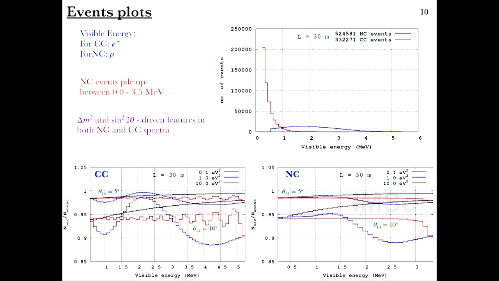And on the plots below, I'm showing the ratio of the oscillated over unoscillated event rates. So any deviation from one signals an oscillation feature, and you can see that for a 30-meter baseline, with very small values of the mixing angles, 5 degrees and 10 degrees, you'd see oscillation features due to both mixing angles as well as mass square differences in both the charge current as well as the neutral current channel. So modulo any uncertainties in the flux normalization, the cross sections, etc., the physics itself is sensitive to the oscillations in both channels, charge current and neutral current.